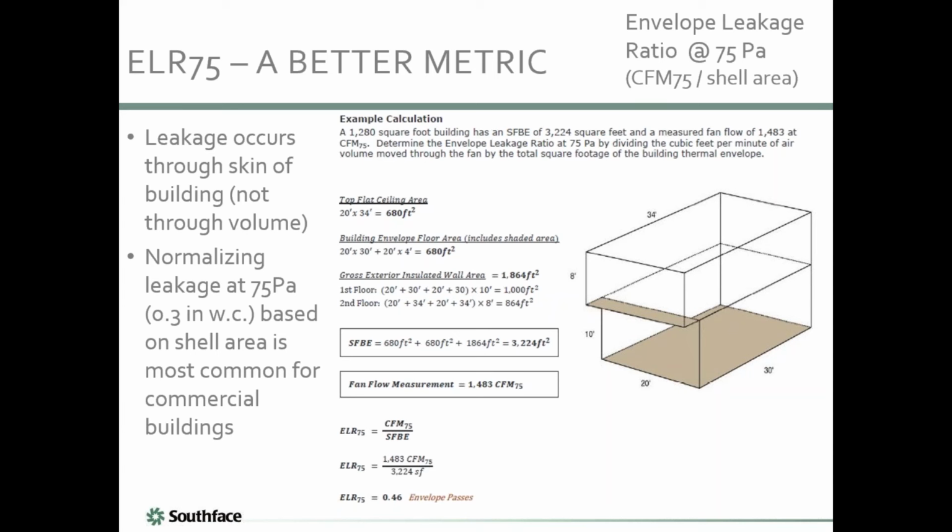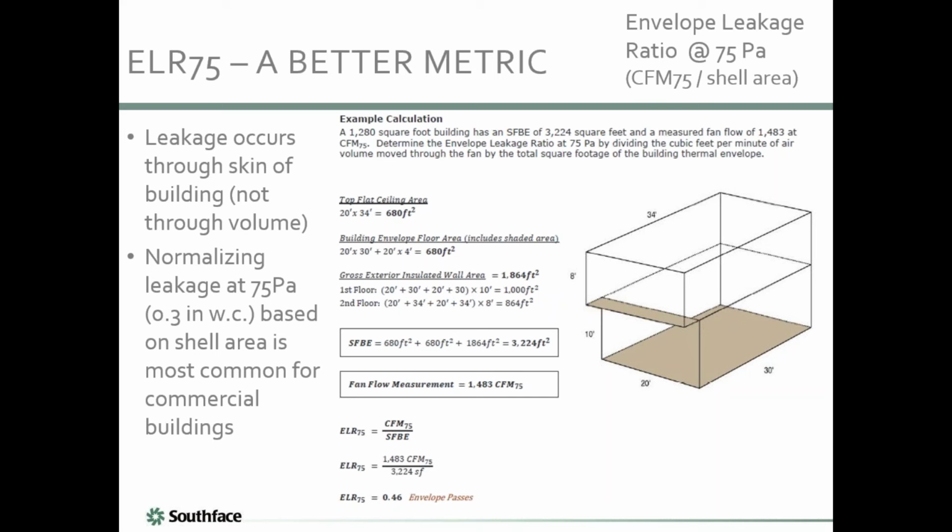We can do an 800 square foot multifamily dwelling unit. We can do a 5,000 square foot house. We can do a 50,000 square foot building. And we're basically saying the amount of leakage is allowed to be greater on a bigger building, but only proportional to the surface of the shell, not proportional to the exponentially growing volume.